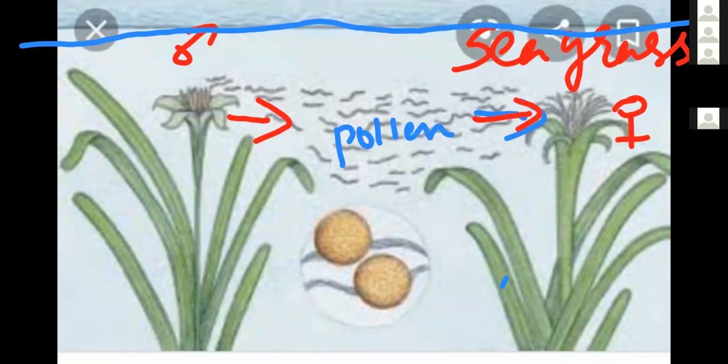Mostly these pollen grains are ribbon shaped. If you see carefully, pollen is like a ribbon. So it can be easily carried passively inside the water and many of them can reach the stigma and achieve pollination. So that's a specialty of these plants. One more feature in general for all aquatic plants which are pollinated with the water: their pollen grains have a mucilaginous covering around them.